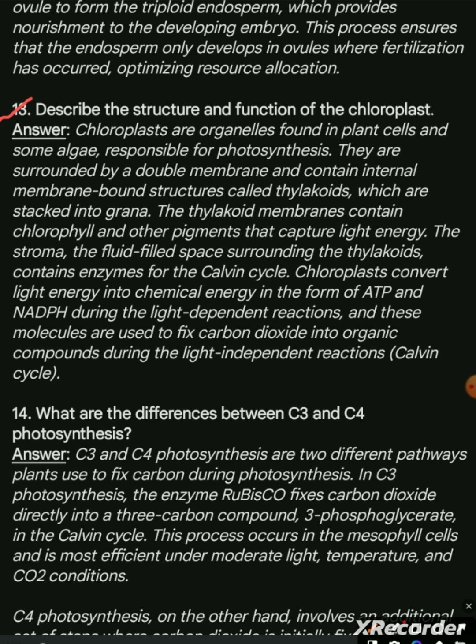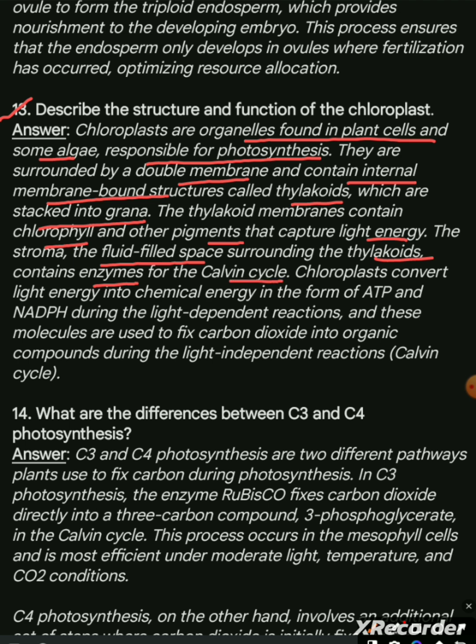Describe the structure and function of chloroplast. Answer. Chloroplasts are organelles found in plant cells and some algae, responsible for photosynthesis. They are surrounded by a double membrane and contain internal membrane-bound structures called thylakoids, which are stacked into grana. The thylakoid membranes contain chlorophyll and other pigments that capture light energy. The stroma, the fluid-filled space surrounding the thylakoids, contains enzymes for the Calvin cycle.